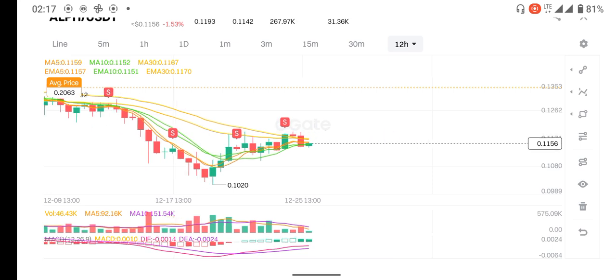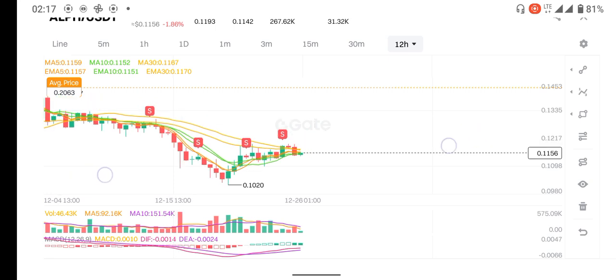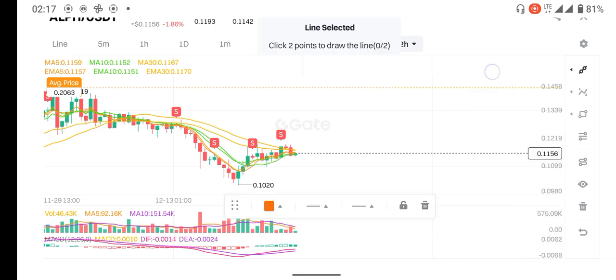The price has been moving in a lateral range for the past week. I've been having a lateral trend, and that is evident because the price has been hovering around 0.12 to 0.1156.